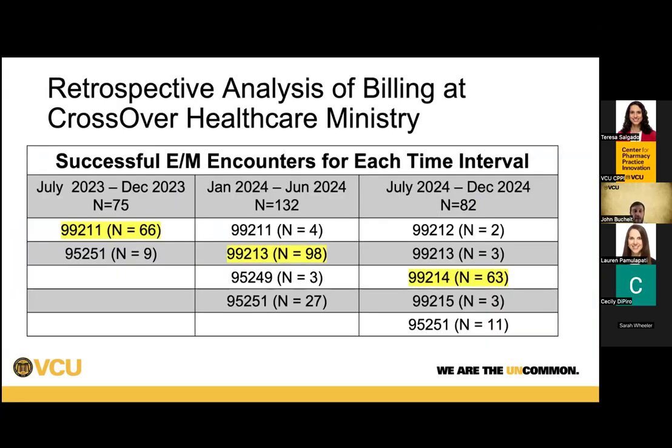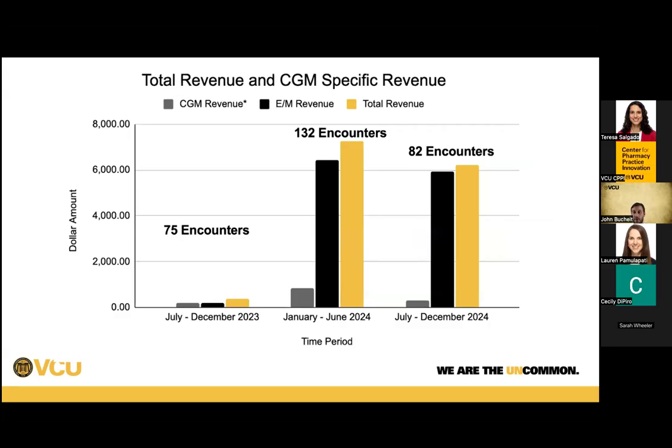So here's a breakdown of the different codes that we used. Again, you're seeing that almost all the codes used for patients in 2023 were 99211 codes. And then as we move through, we're seeing in the second time frame from January to June 2024, we're starting to get more of those 99213 codes. Most of our patients are meeting those codes. And then lastly, in July 2024 to December 2024, the majority of our codes were 99214. We also had three 99215 codes as well.